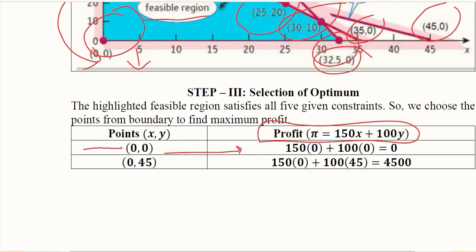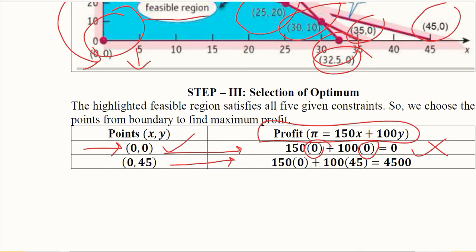So this is 0 0 and then 0 45. This is the origin that we talked about. When we use origin as the point in the profit function, it will be equal to 0. It means that the profit is 0. Definitely when there is no production of bowl or no plate is produced, the profit cannot be there. So we definitely can drop this point.